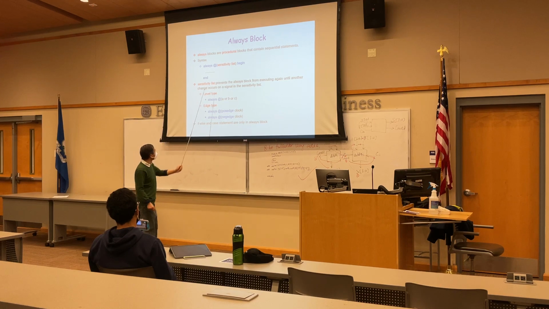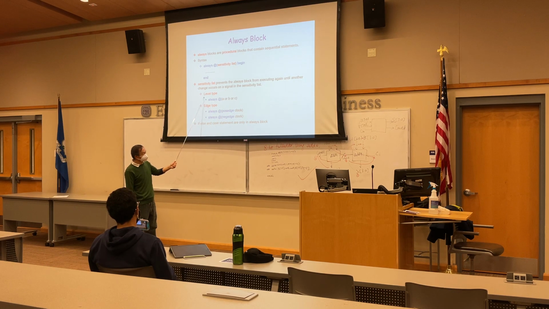So always at sensitivity. The sensitivity list can be level sensitive. Just include the names, use A or B or C. If any of these A or B or C change the value, then we are going to re-evaluate the always block. Otherwise, it's going to hold.